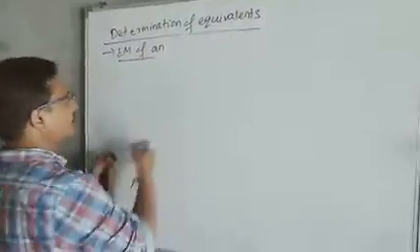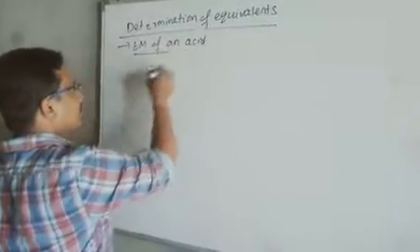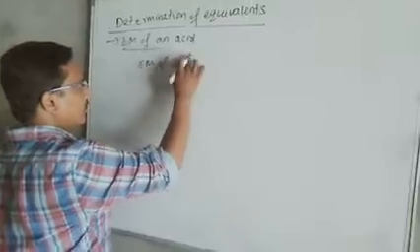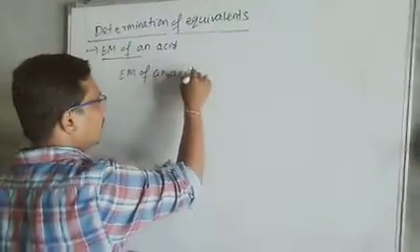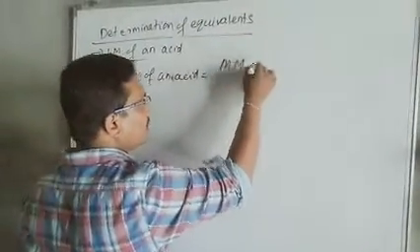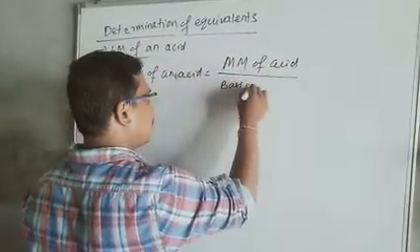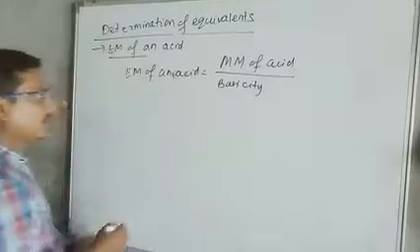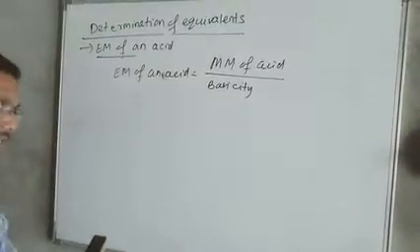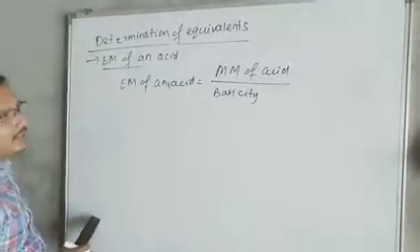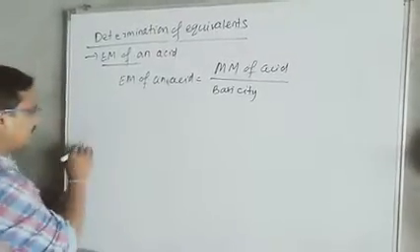Equivalent mass of an acid is equal to molecular mass of the acid divided by basicity. Before going to the calculation of the equivalent mass of an acid, let me explain the term basicity. What is basicity?